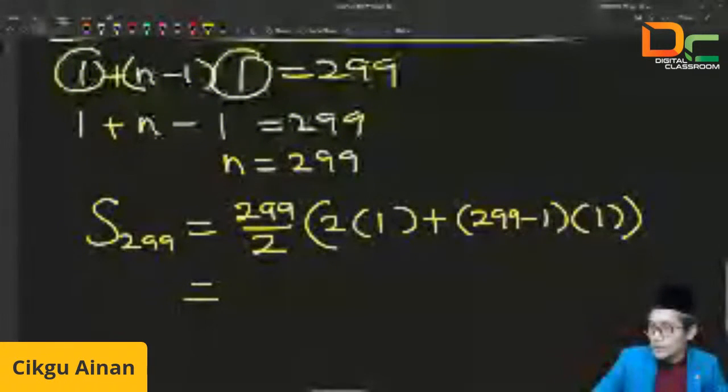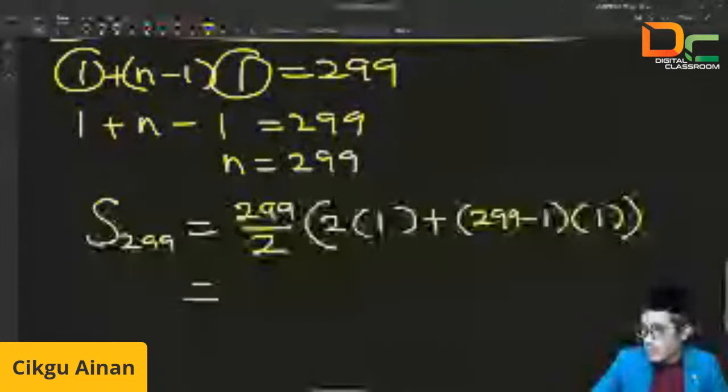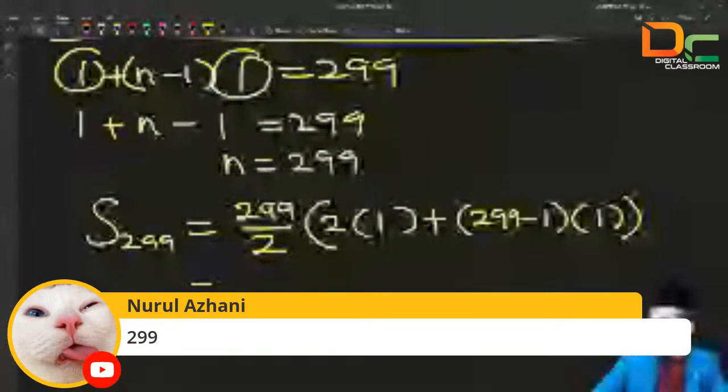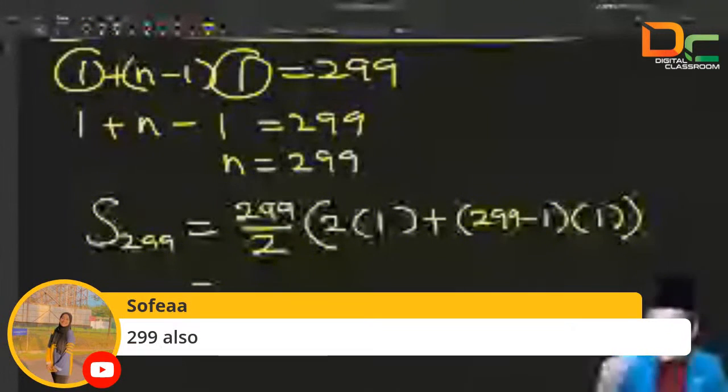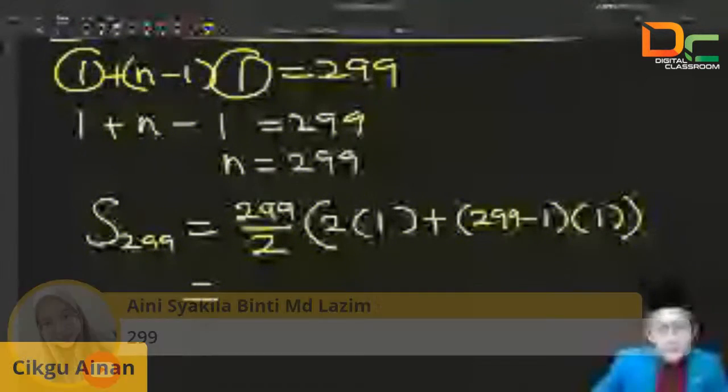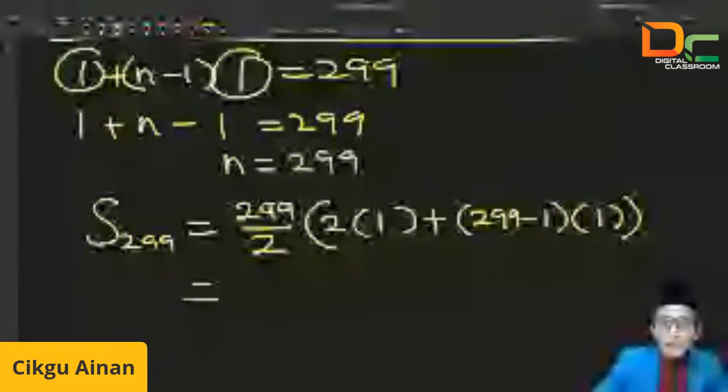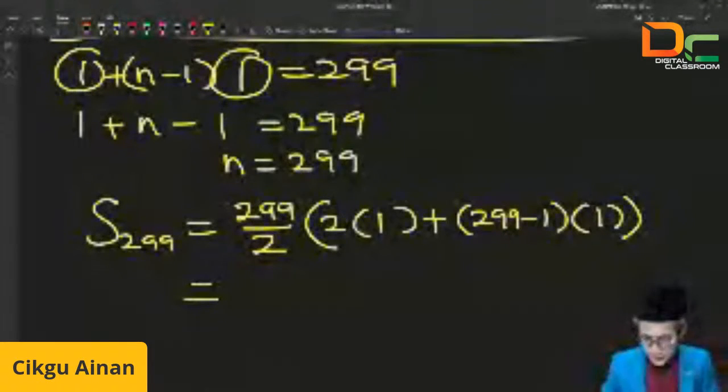Okay. 299 also. Good. Okay, good Azhani. Good. Now maybe you all can help me find this one. Calculate. Press your calculator, your favorite calculator. And then maybe you can comment the figure.